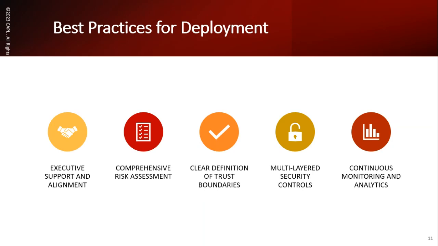Then the next one is comprehensive risk assessment. Now, before implementing zero trust, we need to conduct a thorough assessment of your existing infrastructure, your applications, and your security controls. This assessment will help us identify any kind of vulnerabilities or gaps that need to be addressed first. Then comes your clear definition of trust boundaries.